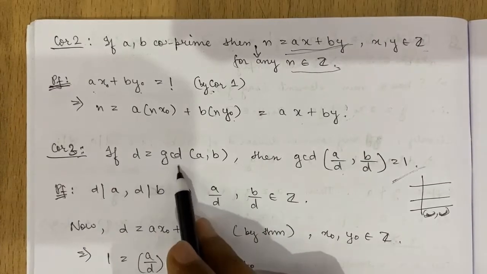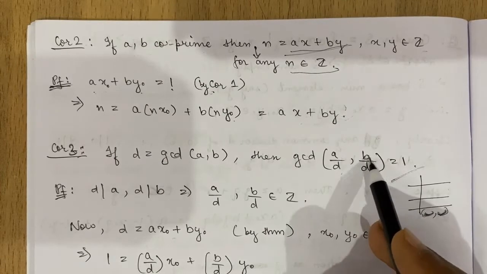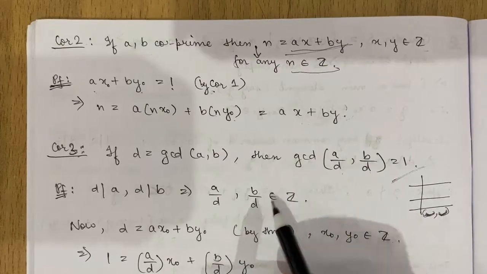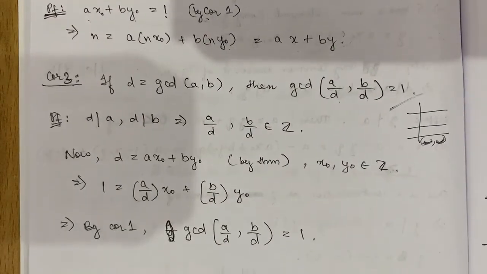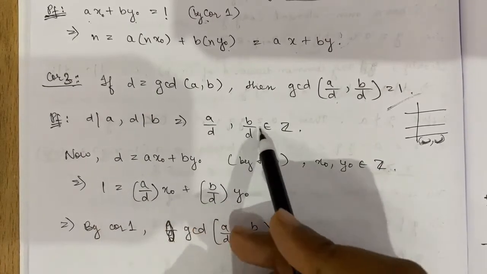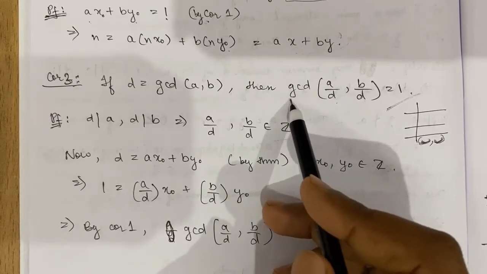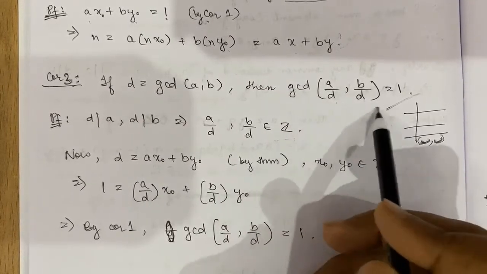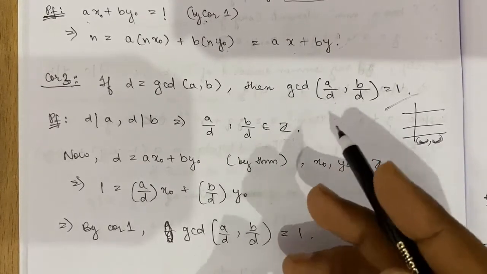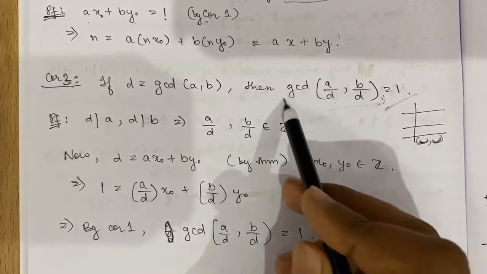If D is the GCD of A and B, and we divide A by D and B by D, then the GCD of these two numbers is 1. So let's look at the proof of this property. Since D divides A and D divides B, A by D and B by D are integers. This shows that the GCD exists, because we only define the GCD for integers and not for fractions or anything.